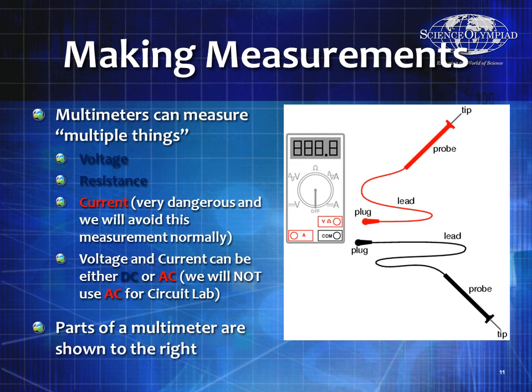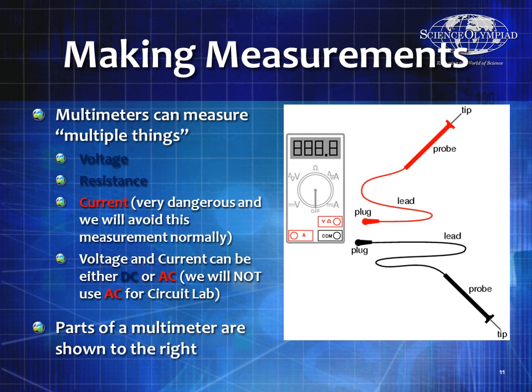Think of this as being the negative terminal, and it's always going to be the same. That's why they call it common. However, the red probe, you'll hook it in to where you can measure voltage or resistance, and sometimes you will actually unplug it and plug it in where you can measure amperage.